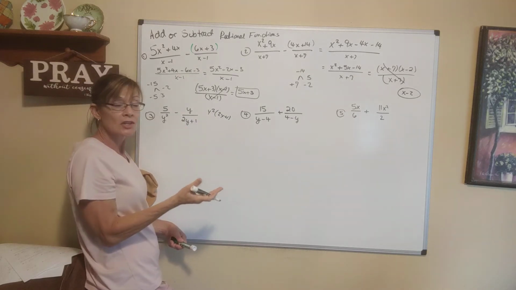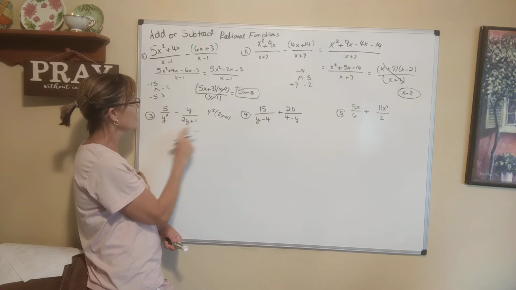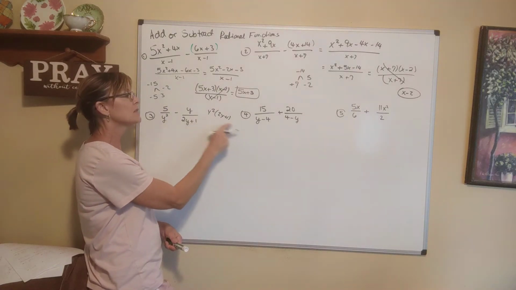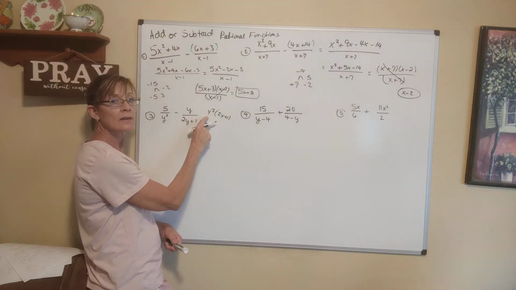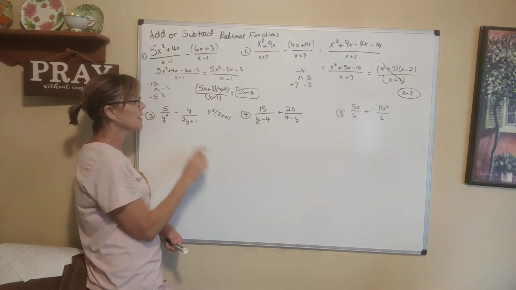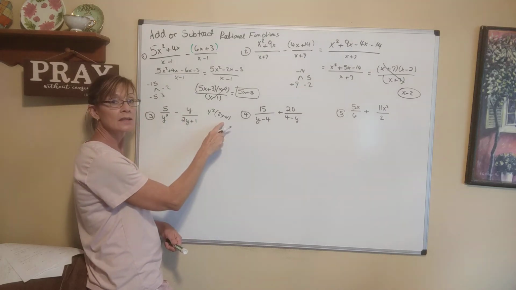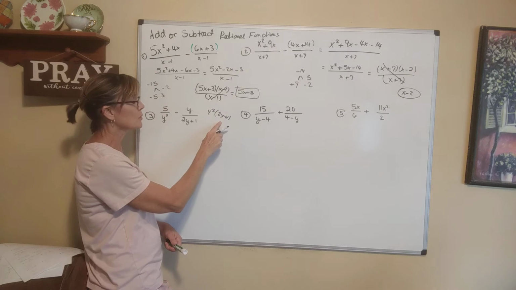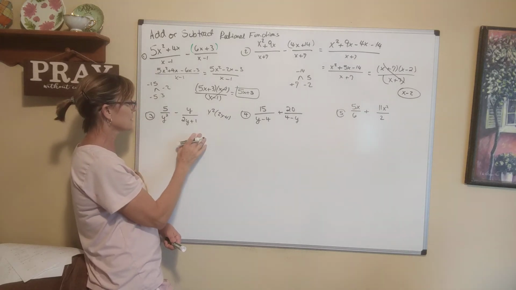How do you see if it's a good one? You ask yourself, can y squared divide into this? And it can. It would divide into that right there. Separately, can 2y plus 1 divide into this? And it can. So this is a good one. That's what I'm going to try to make both of these look like.